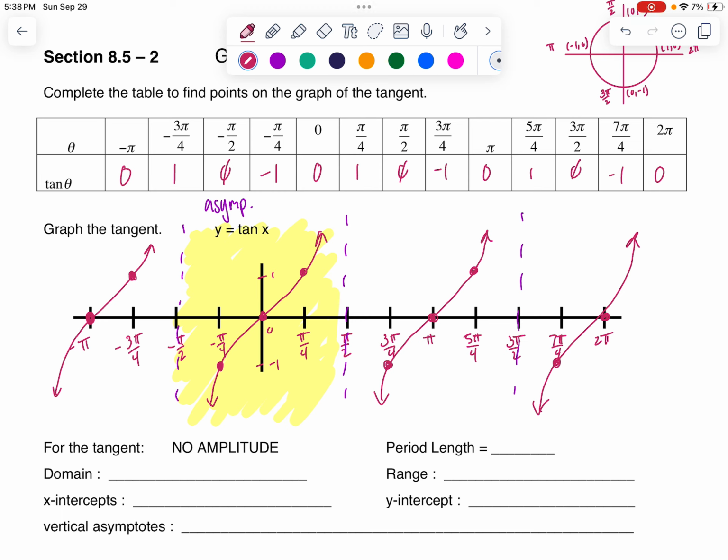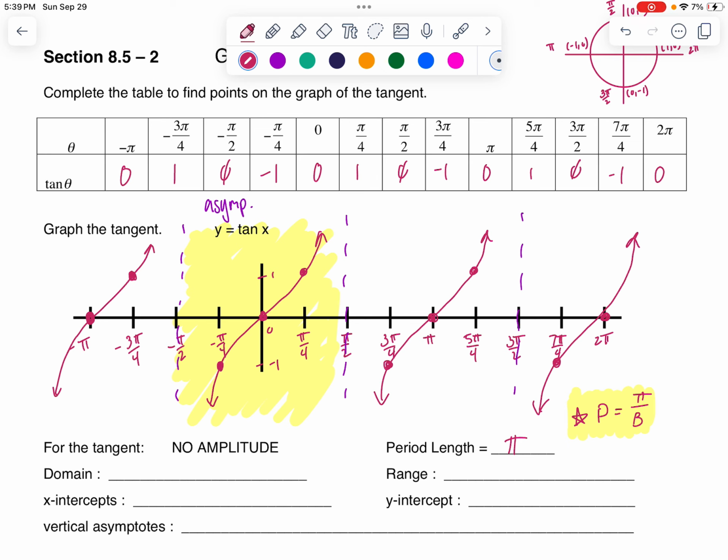If I'm looking at this, the period length, there is no amplitude, because we're going from negative infinity to infinity. So there's actually no amplitude when we're looking at tangent. The period length in this case, going from negative pi over 2 to positive pi over 2, is going to be pi. So when I'm trying to find my period length, my equation changes, and it's just going to be p is equal to pi over b, instead of 2 pi over b, because the period length is pi.